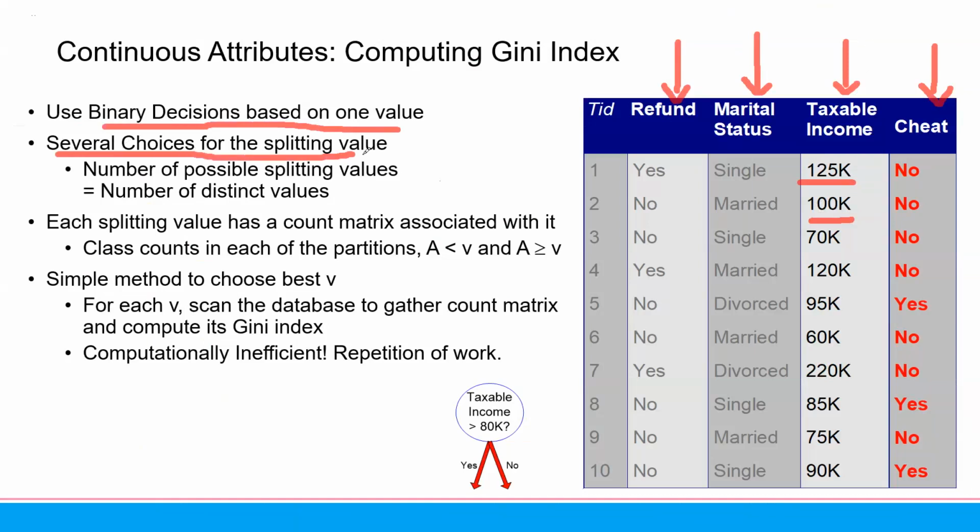There are several choices for the splitting value. It means the number of possible splitting values equals the number of distinct values. So if you want to choose, can we just choose this one as the splitting value? Yes, but it will make a very huge computation.